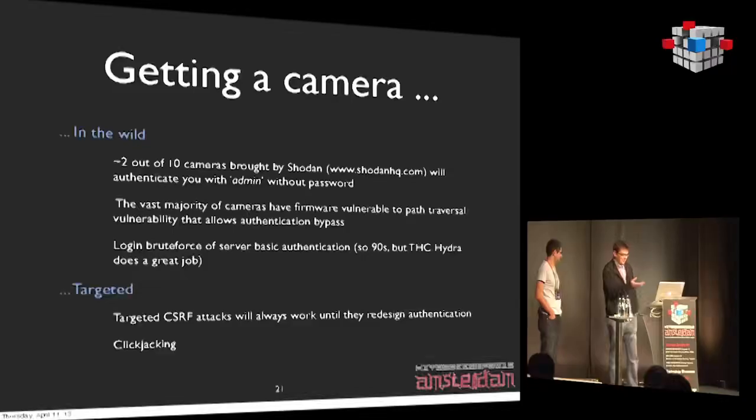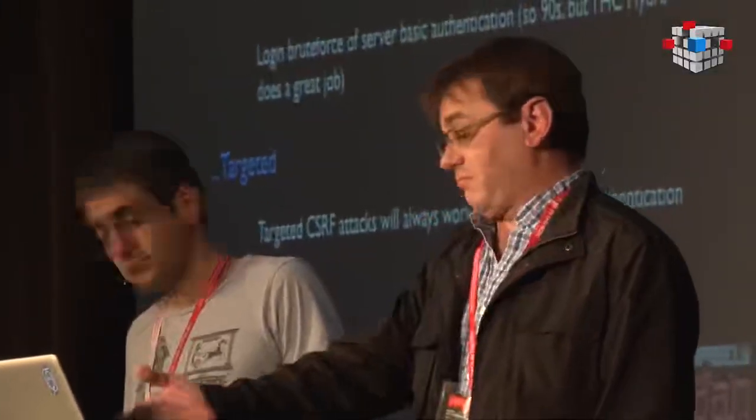And so just to summarize, if you want to get a camera, besides buying one, you can get a camera in the wild by going to Shodan, that's a great search engine, and searching for NetWave IP camera, and Artyom will go deeper into this. The vast majority of cameras would still have this path traversal vulnerability, or you can always do login brute force because they have no protection whatsoever, like no throttling of the connection rate or anything like that.